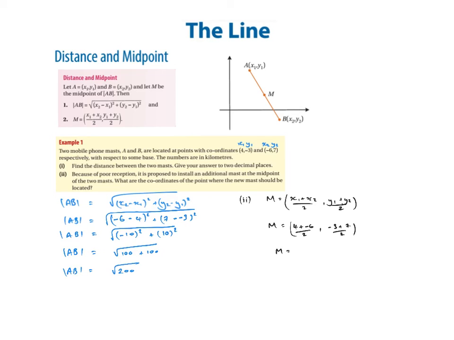M is equal to 4 plus -6. Well, 4 plus -6 is 4 minus 6, and 4 minus 6 is -2, divided by 2. And then we have -3 plus 7, and that's 4, divided by 2. And all we do is -2 divided by 2, which is -1, and 4 divided by 2, which is 2. And we now know that the midpoint between those two coordinates is (-1, 2).